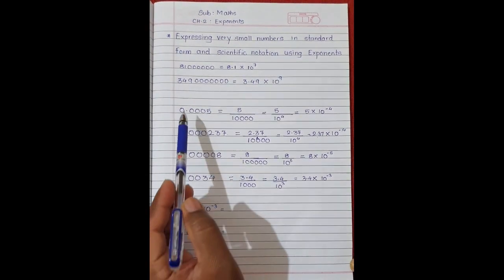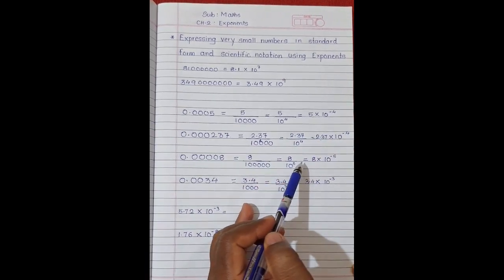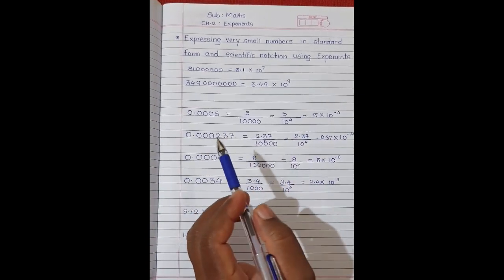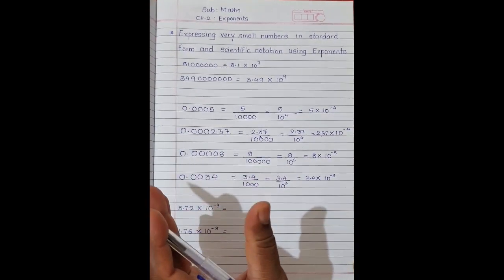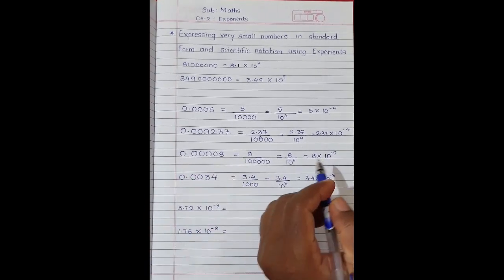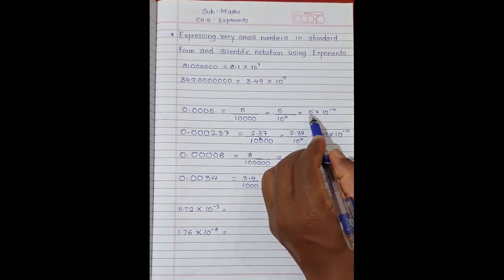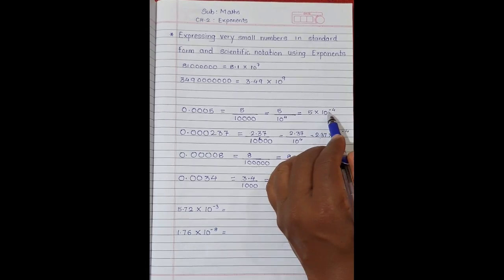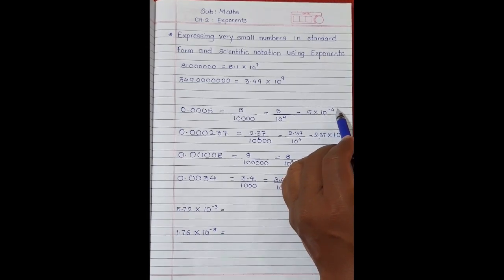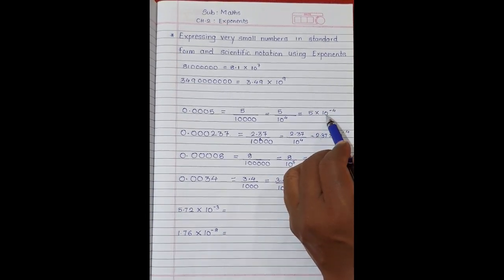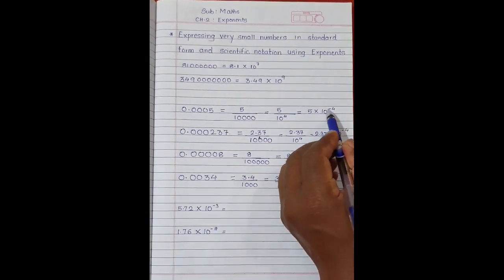So in this way, these very small numbers we have converted into scientific notation. Once again I repeat, what does expressing very small numbers in scientific notation mean? A number is said to be in scientific notation when it is expressed as a product of a number between 1 to 10 and an integral power of 10. Understood? What is the meaning of integral power of 10? Integral means integer, so the power of 10 should be an integer. You know, integers means positive or negative number or 0.